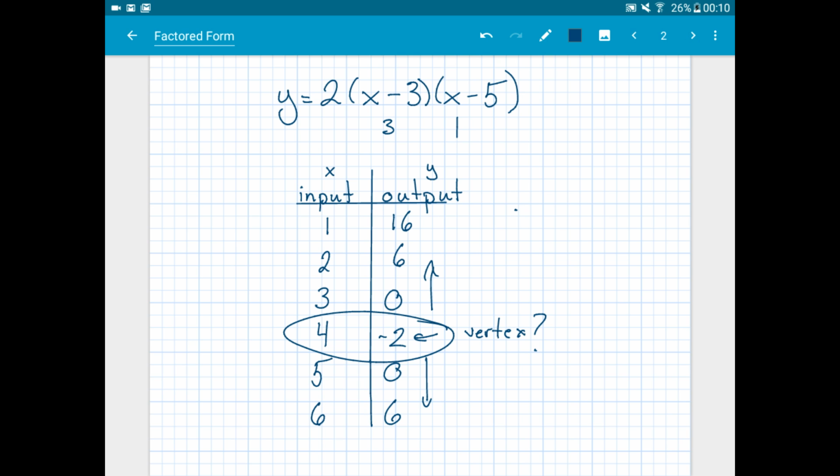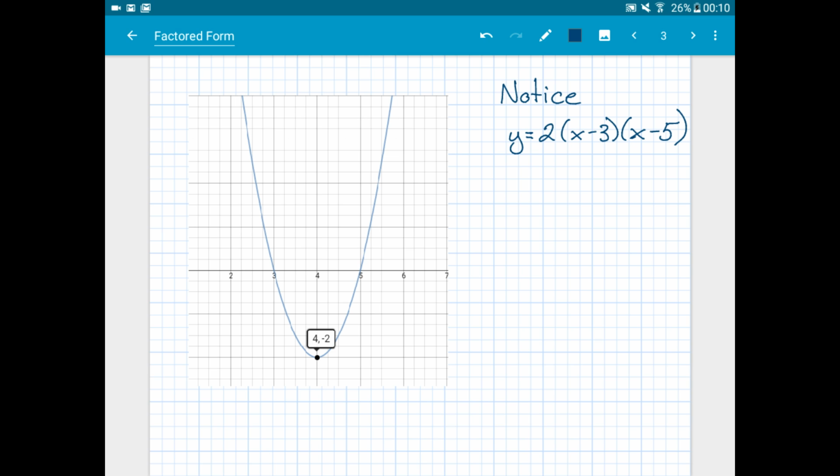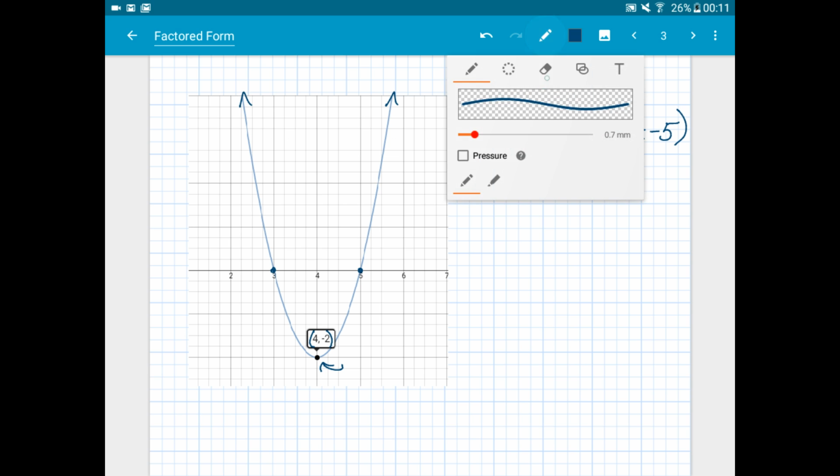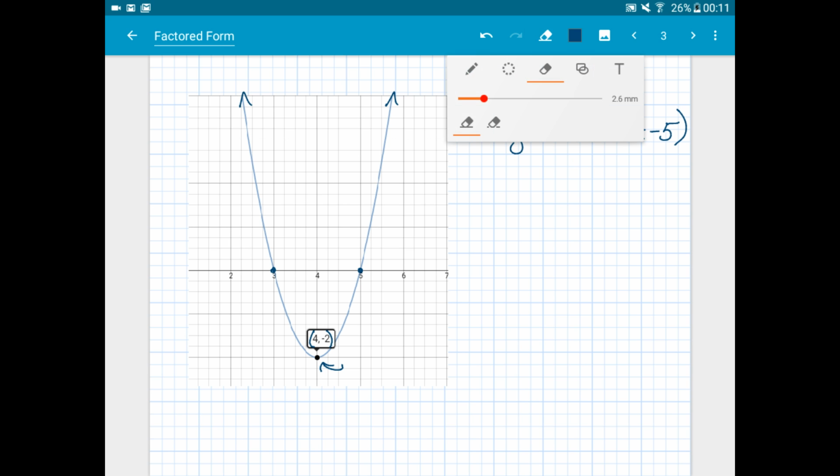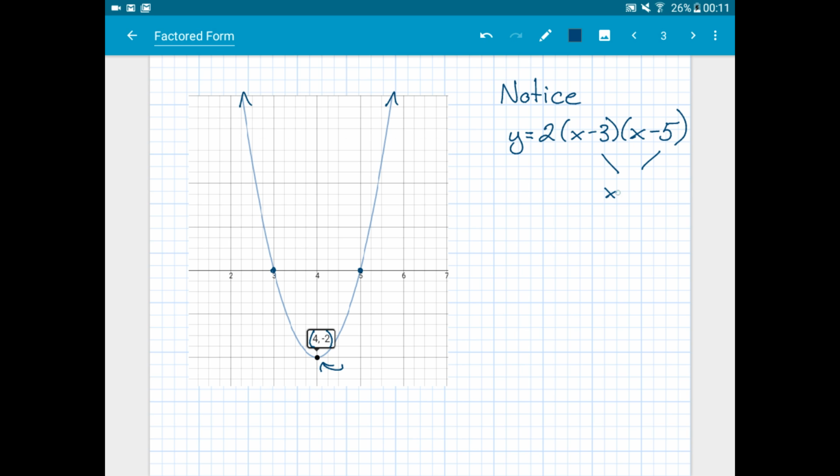Okay, so now what we're going to do is go ahead and graph these points, which I did on Desmos. You'll notice a couple of things about this graph. One is that the vertex is where we suspected it was, at 4, minus 2. And that when we plug in a 5, we get 0, which makes this fall on the x-axis. And we plug in a 3, we get 0 here. And that makes the whole thing 0, so we fall on the x-axis there. And so these numbers, 3 and 5, seem to indicate the x-intercepts.